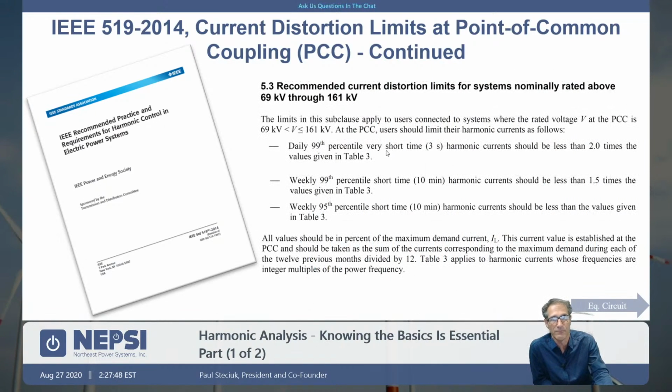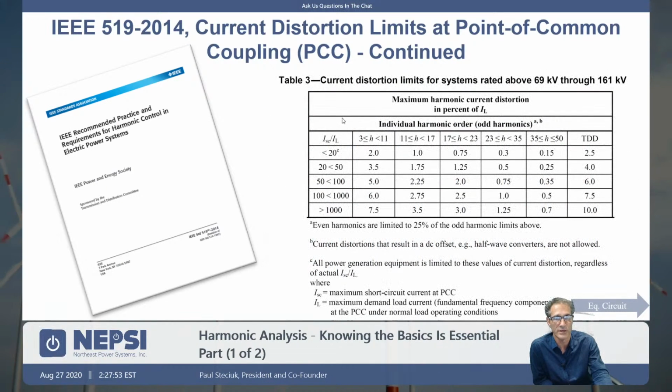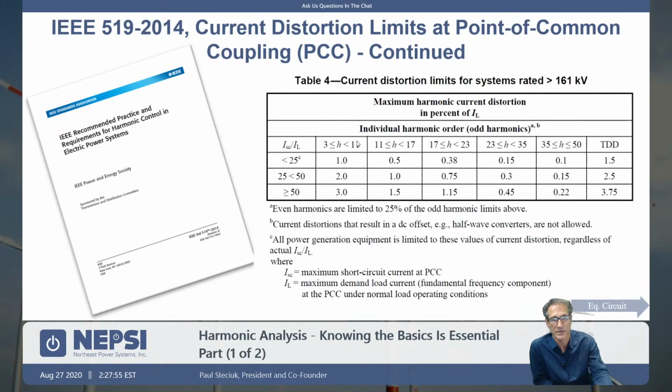So the tables repeat themselves. This one is for 69 kV through 161 kV. And you can do the same here for systems greater than 161 kV.